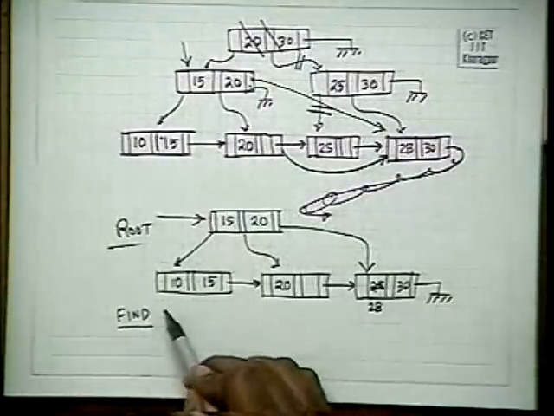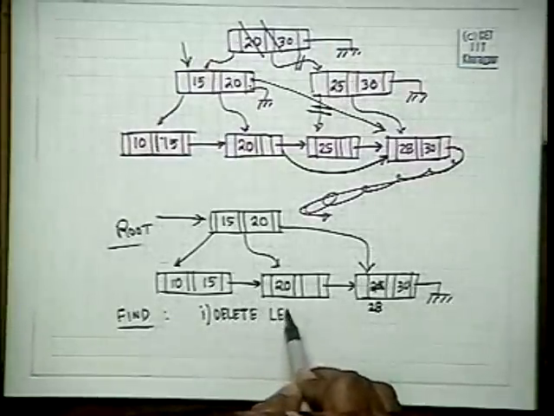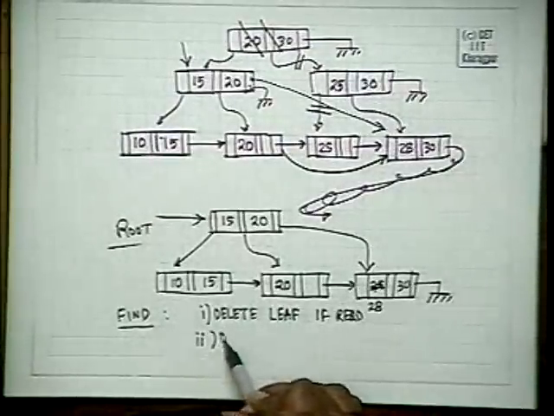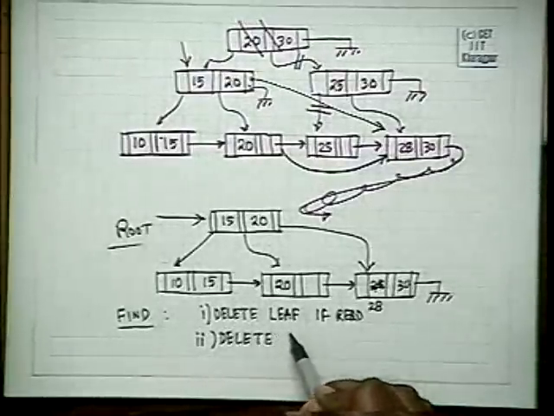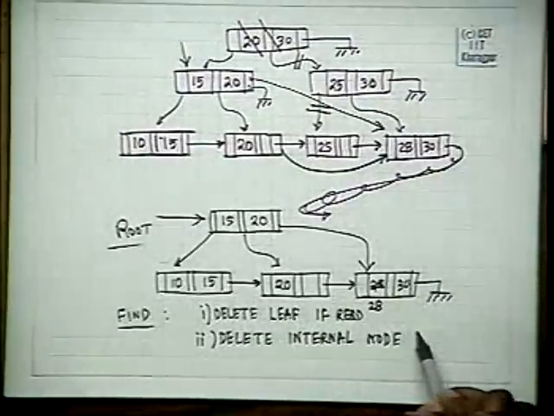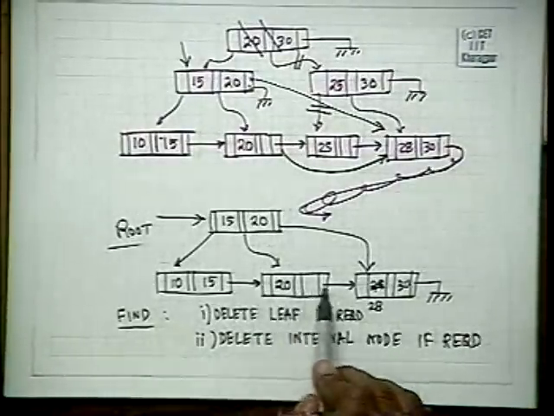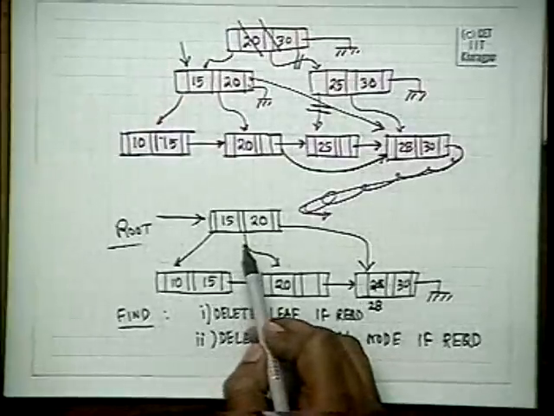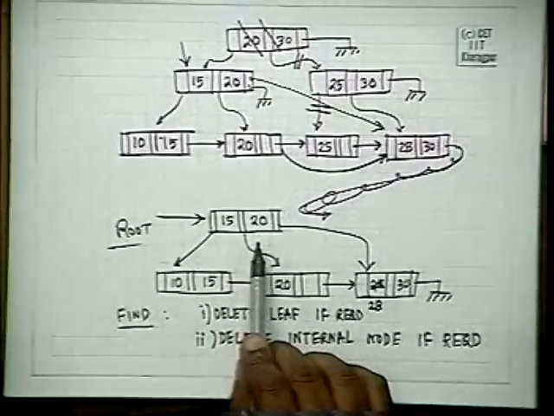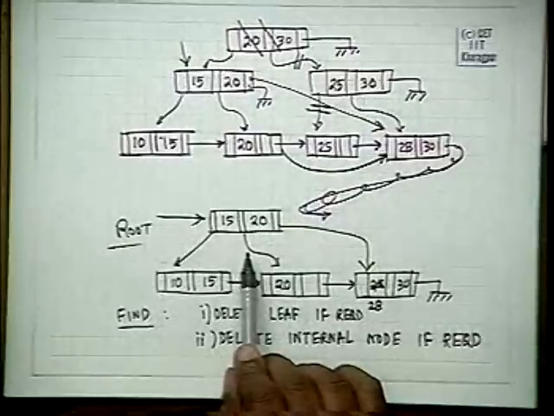and there are cases of delete leaf if required, and delete internal node if required. For a delete of a leaf node, if it is null, you just delete it, change the pointers and delete the pointer from the parent. Now, when you come to an internal node and you find that it still satisfies the condition, then it is all right. If it does not satisfy the condition, see two cases.